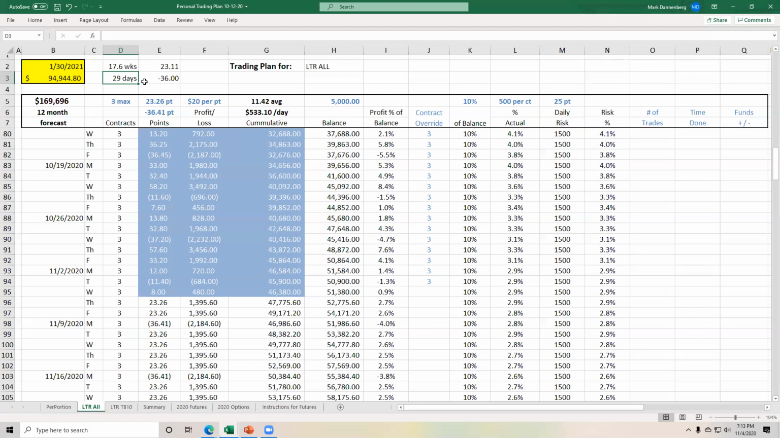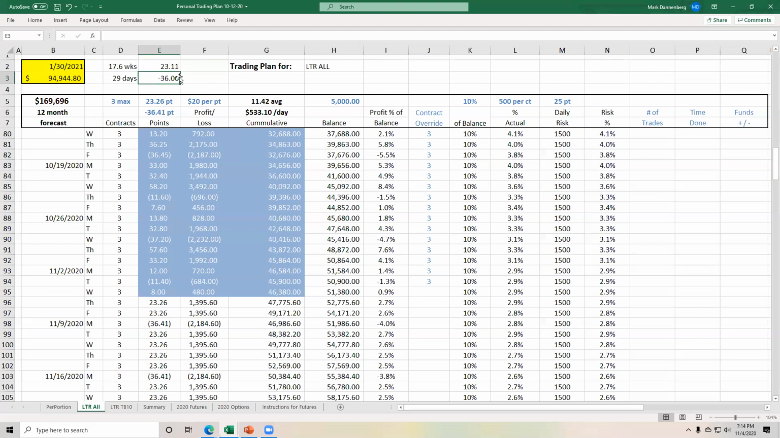I want you to get focused on what your run rate averages are, because regardless of what your average is, if it's producing a positive result and you can continue to perform at that level for the remaining balance of the 52-week period, you have a high probability of achieving the income that's being forecasted here, and it will be an income most likely that you'd be quite delighted with. So we've got 29 losing days out of 17.6 weeks. The average winning day is 23.11 points, and the average losing day is 36 points.